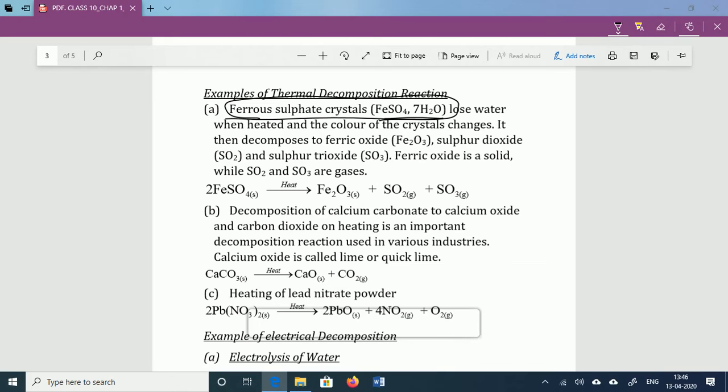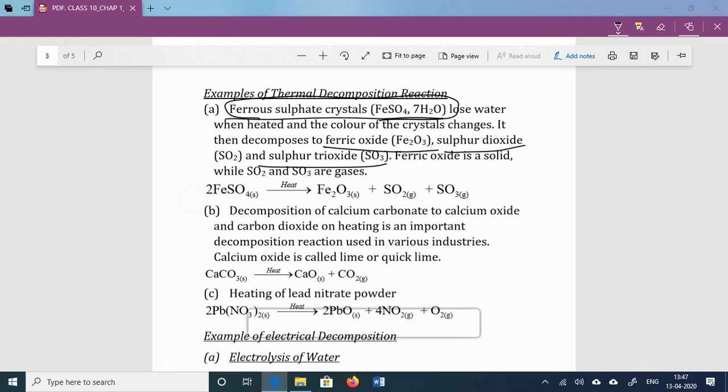Initially the FeSO4.7H2O is converted into FeSO4 plus 7H2O, meaning the water molecules are removed from the FeSO4. So FeSO4 is converted from a colored substance to a colorless substance. Later on, FeSO4 upon heating is converted into Fe2O3 plus sulfur dioxide plus sulfur trioxide.